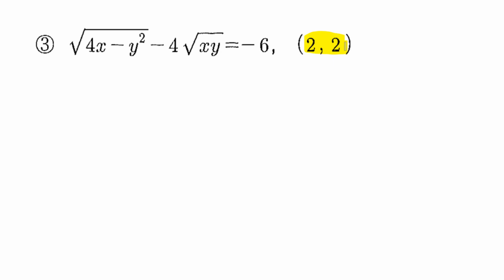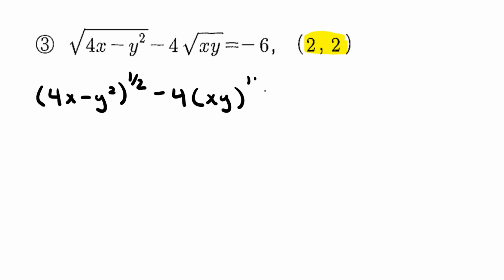All right, so I will not write the d over dx step. I will go ahead and start simplifying this. So let's just change everything into a power first. So this is minus 4 bracket xy to the power of 1/2, and that's going to equal to negative 6. So that's step number 1. We will write everything as a power, and as mentioned, I'm going to skip the d over dx step. I will go ahead and start taking the derivative right away.